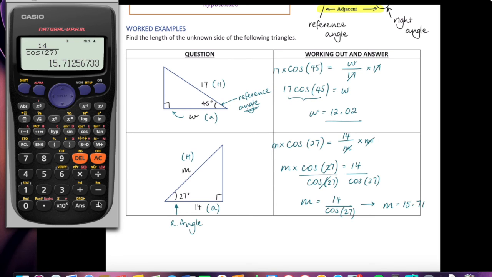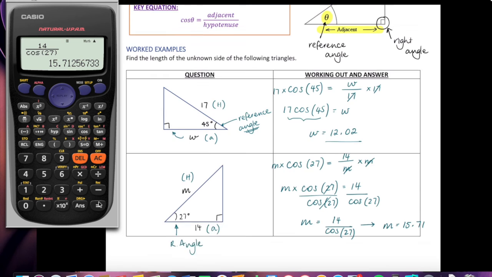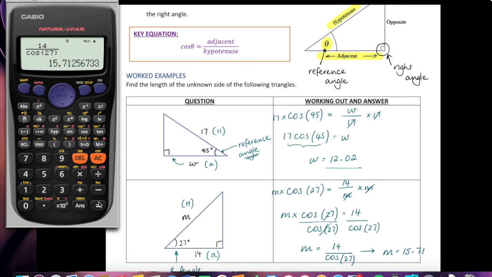So my error here was not telling you to how many decimal places I'm after your answers to be. So let's just assume for the purpose of this task, it's 2 decimal places. So hopefully what you're able to see here is 2 different scenarios where we've used the general equation for cos in order to find the length of either the adjacent, which is the first example, or the hypotenuse, which is the second example.